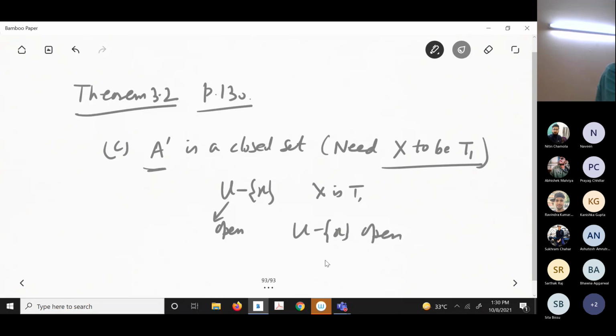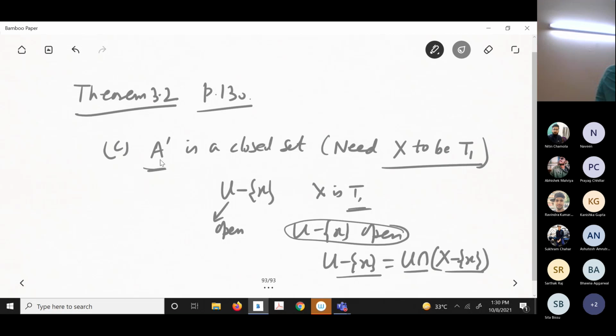Because U minus x is simply U intersection the complement of the singleton. If the singleton is closed, its complement is open, U is open, and the intersection of two open sets is open, so this is open. You need this for these accumulation points. So in C, you assume X to be T1. Particularly, it will be true for cofinite topology and co-countable topology. But what about trivial topology, or if it is not T1?